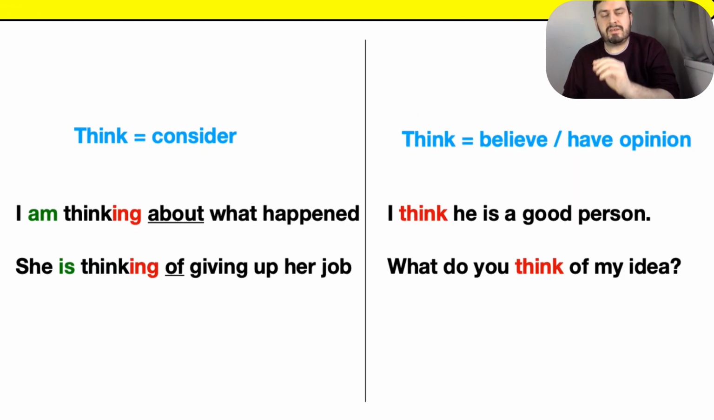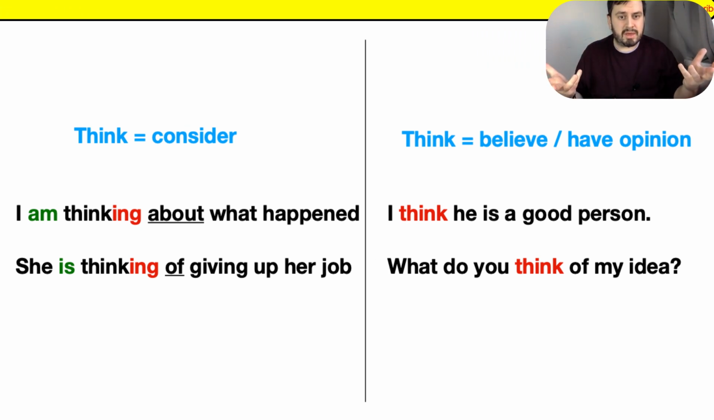Another key difference is the difference between the verb think and am thinking. In present continuous, we use think to mean I'm considering something, I'm making a judgment about something. You can imagine somebody going, hmm. But here our examples say, I'm thinking about what happened. She is thinking of giving up her job. Notice here the preposition, think about something, think of doing something, okay?